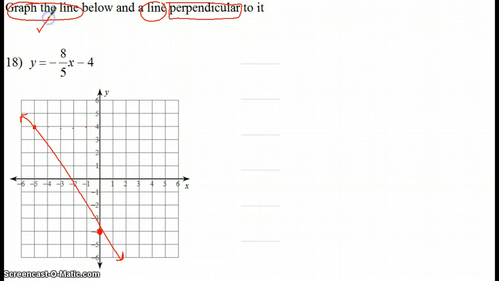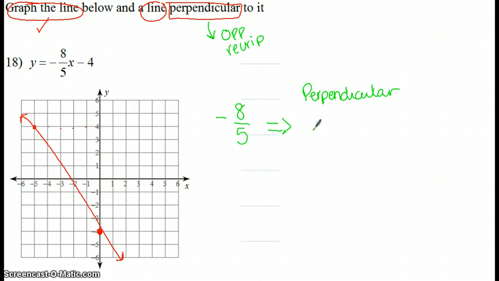Remember that we can check off when we've done it, and you're not finished with the problem unless you have checked everything that's circled off. I forgot to remind myself that perpendicular slopes are the opposite reciprocal. So I know that if my original slope was negative 8 over 5, my perpendicular will be a positive 5 over 8. Remember, this is the opposite part, and flipping it is the reciprocal.